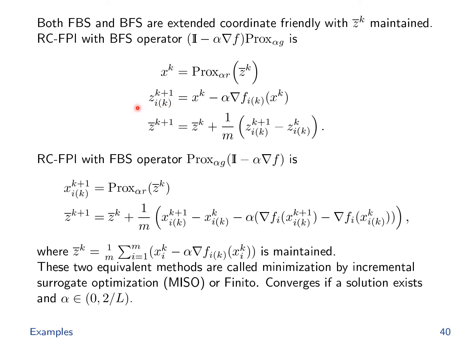In fact, we can plug the zi update into the z-bar update, and then we arrive at the second iteration. These two iterations are called Minimization by Incremental Surrogate Optimization, or MISO, and it was independently invented in another paper which called the method Finito. Those methods converge if a solution exists and alpha is less than 2 over L. Once again, we can use non-uniform step sizes for the blocks.